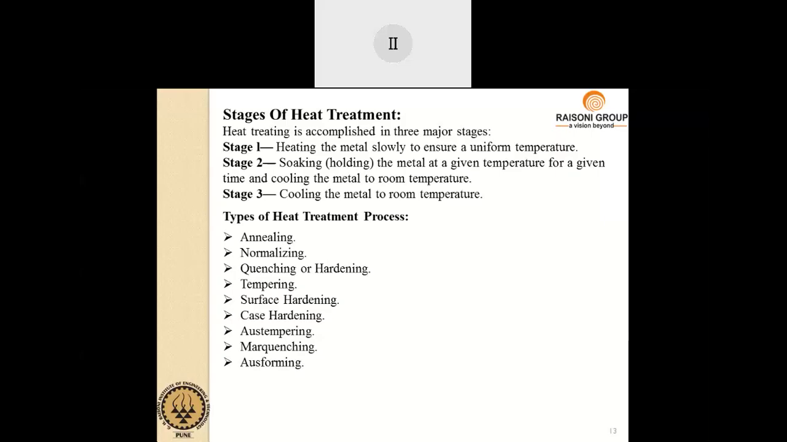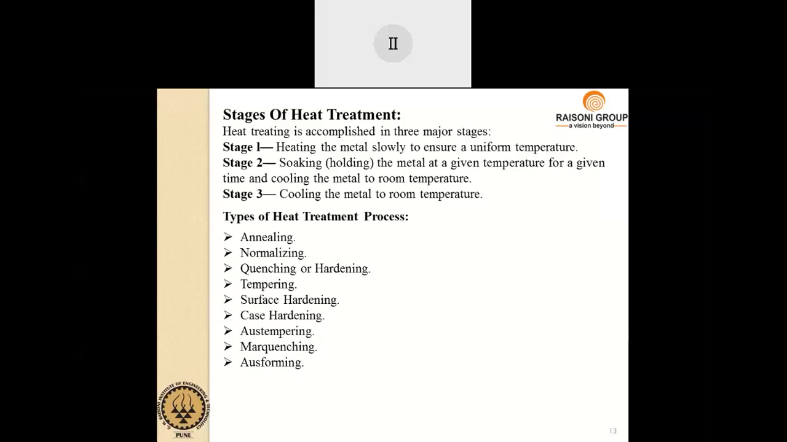Soaking means the same as soaking we do for our clothes. What do we do? We add washing powder, add the cloth, and allow it to soak for 20 minutes. So here also, once you decide at what temperature you want to heat the metal to get your desired mechanical properties, after achieving that temperature, we allow the metal to soak.